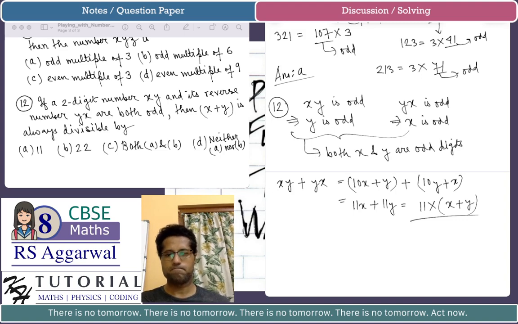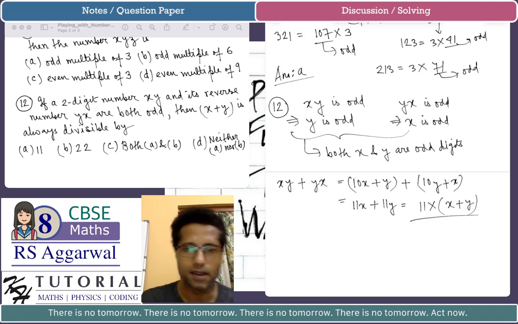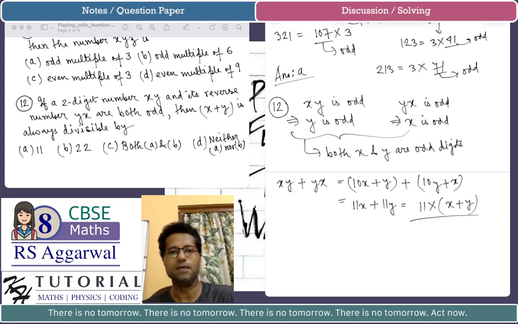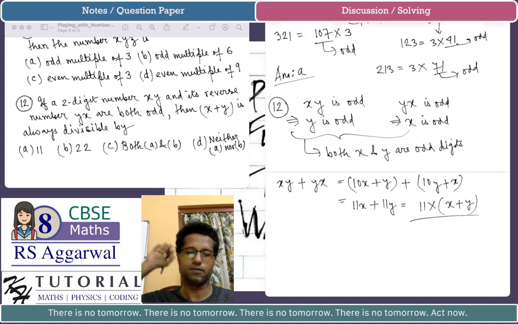Now will it be divisible by 22? Because the choices C and D are both A and B, and D is neither A nor B. Okay, now we have to check. It is clear that the number xy plus yx is divisible by 11. Now we have to see what could be the value of x plus y. Depending on that, we can say whether this number xy plus yx will be divisible by 22 or not.